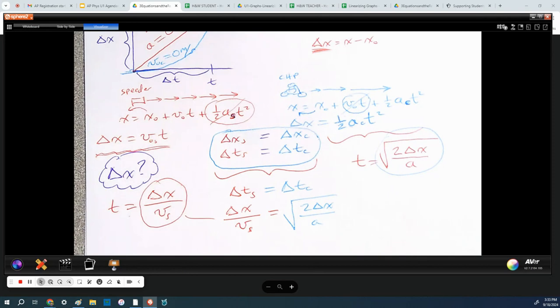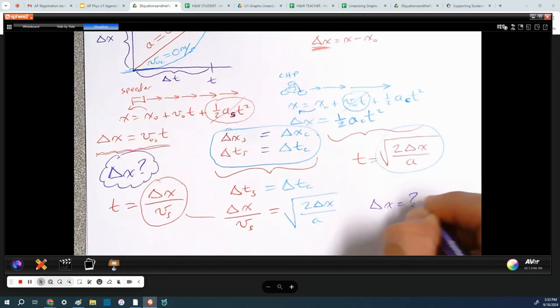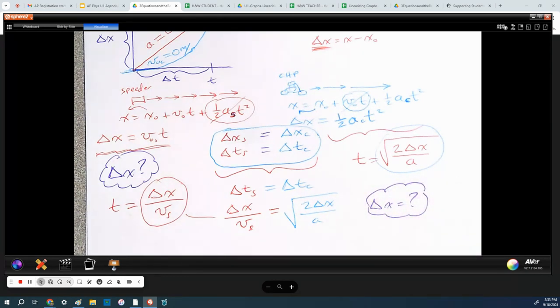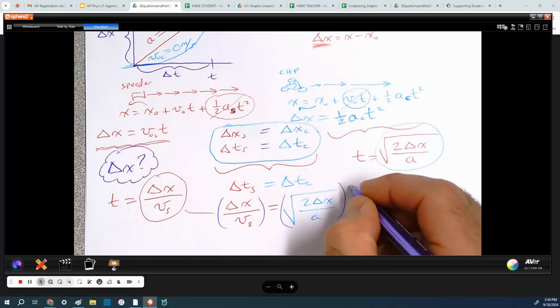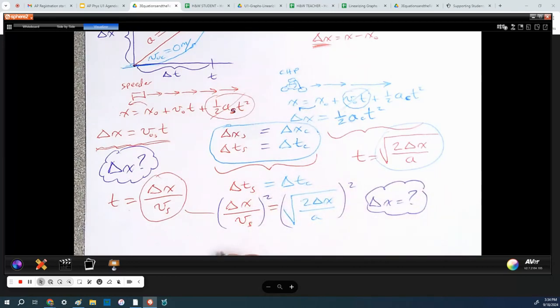And now I got to solve for delta x. I'm solving for delta x equals. Okay, if I'm going to do this, I got to get all the x's on one side. Well, the first thing I got to do is square both sides, because if I square both sides, I'm going to get rid of that square root. So I'm going to square both sides. And if I square both sides, I'm going to get delta x squared over v of the speeder squared equals 2 delta x over a.